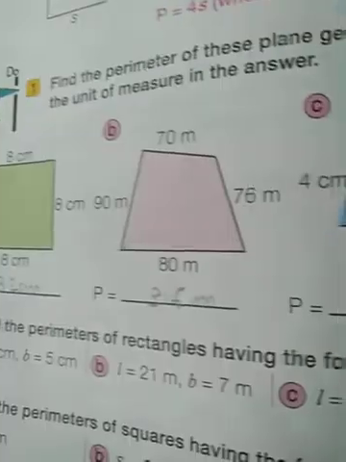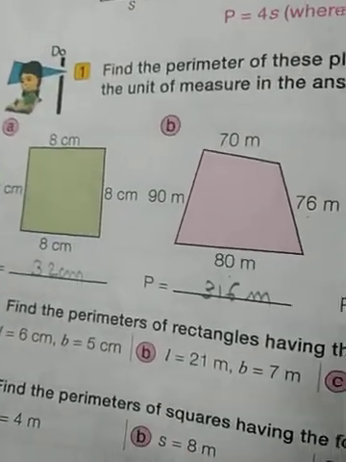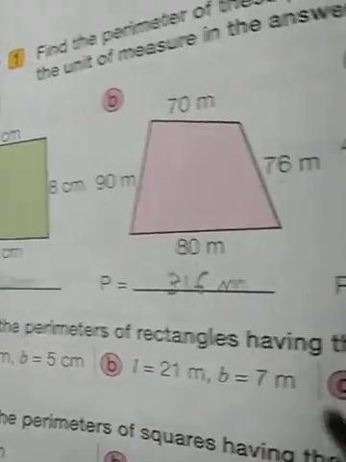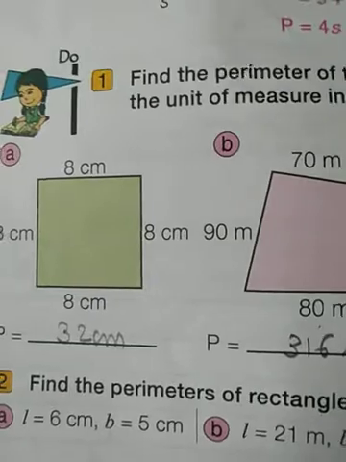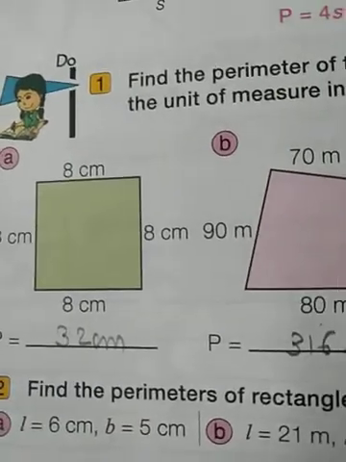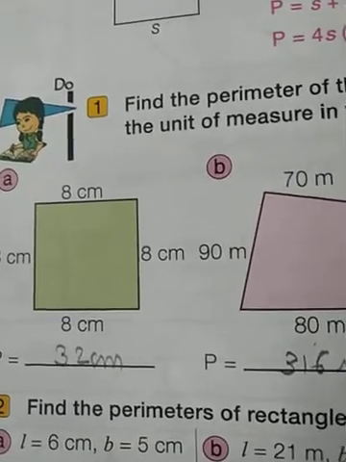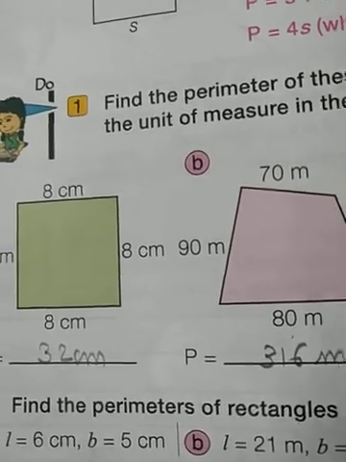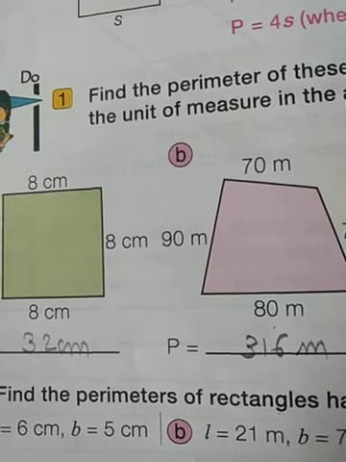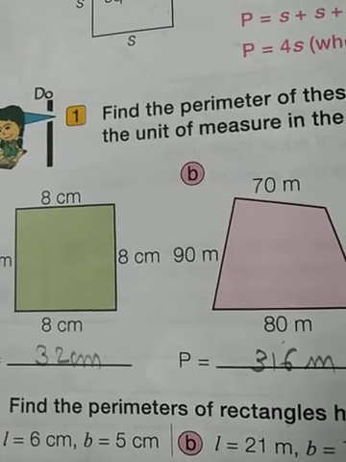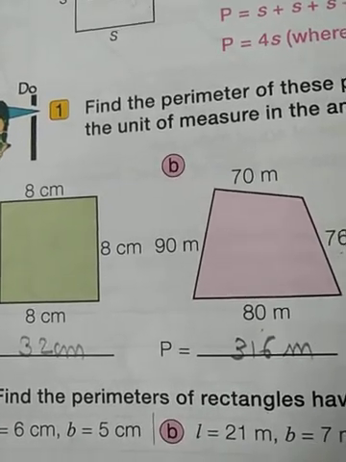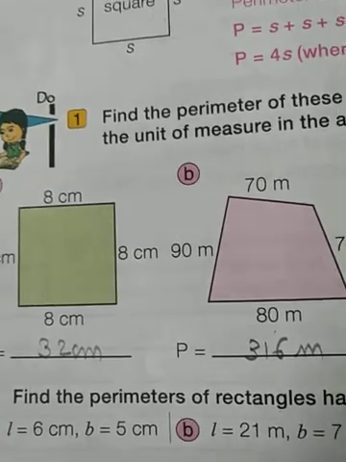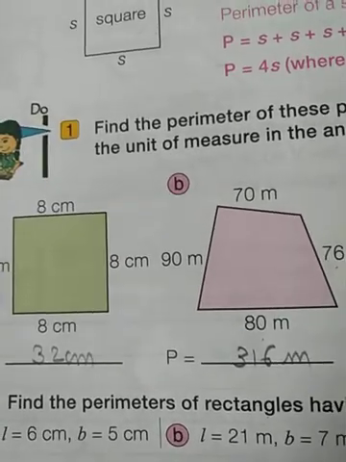Okay, now after this, second question: find the perimeter of the rectangle having the following dimensions, use the formula. Here the dimensions are given, and we have to use the formula accordingly and get the answer. The first one I am showing you: length is equal to 6 cm and breadth is equal to 5 cm. Since length and breadth are given, they are telling us to find the perimeter of a rectangle, because length and breadth exist only in a rectangle.